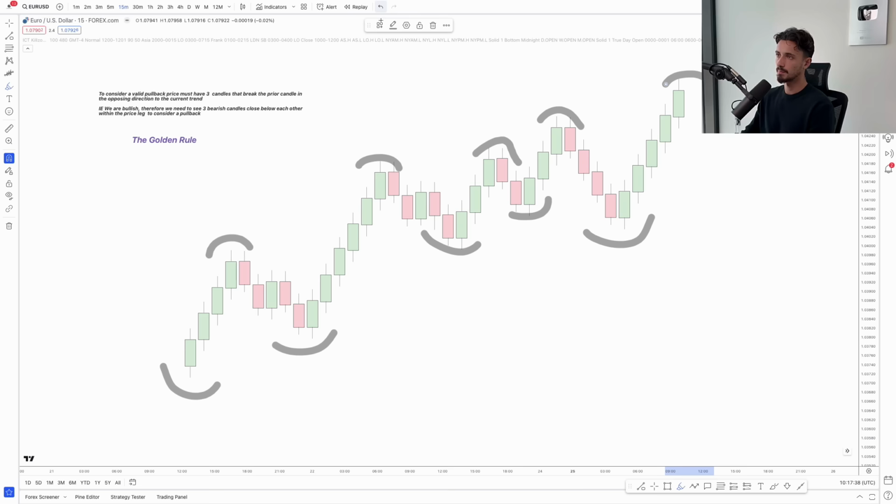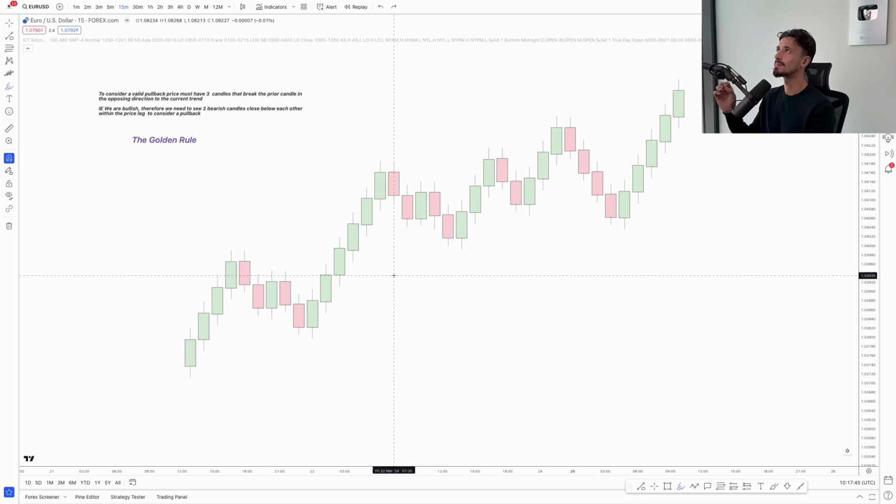However, there's one in here that is completely wrong. And this is, again, a huge mistake that I see traders make. And this causes them to end up on the wrong side of the market. They're trying to short the market when in reality, price is actually still bullish. And that golden rule is the three candles. So let's take a look at what those three candles are and how they relate to a pullback.